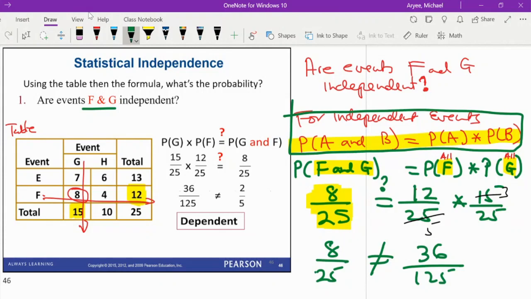So the question says, are they independent? The answer is no, they are what? Dependent. If they are not independent, then they are dependent. So that is how to verify whether two things are independent or dependent if they give you a crosstab table.